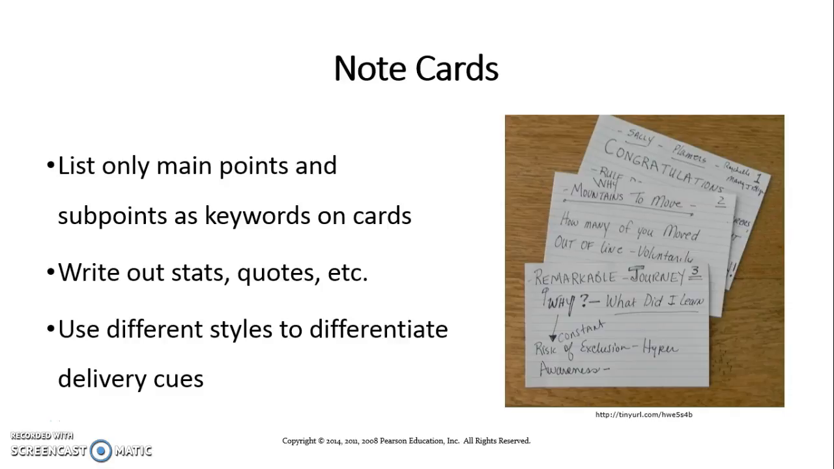But make sure that you write out statistics and quotes. Any numbers that may confuse your audience or may seem a little bit fuzzy when you say it out loud, go ahead and write it out verbatim. You don't want to say, "there's like 85%," because that doesn't sound very confident. You want to say, "there's 85% of people." That sounds confident and adds to your credibility.